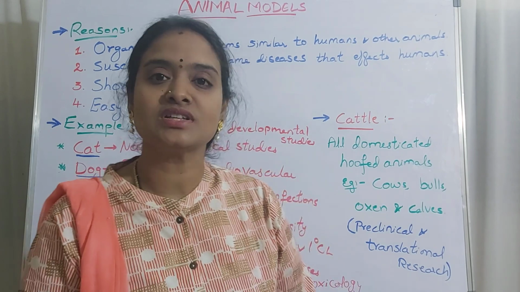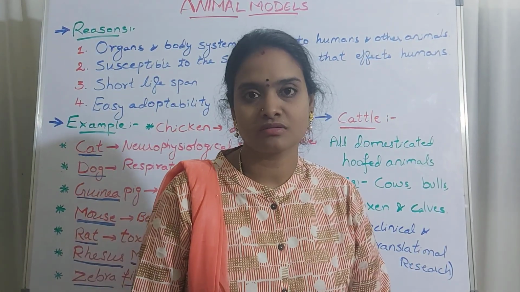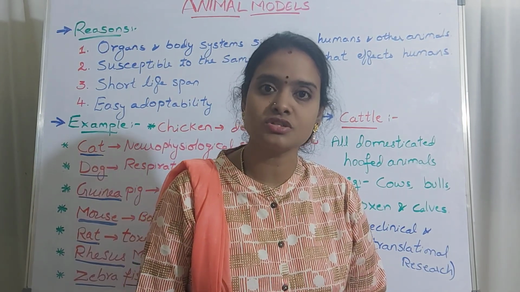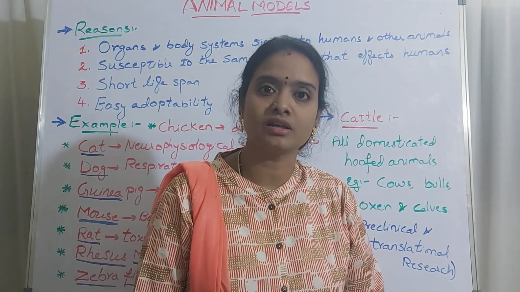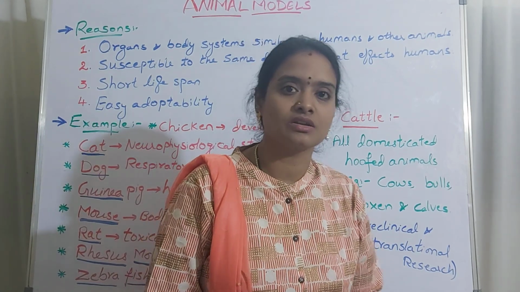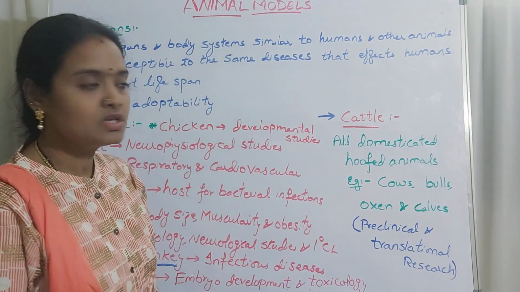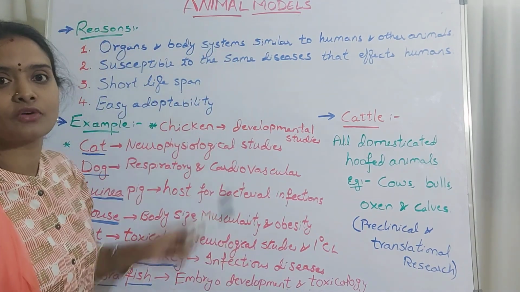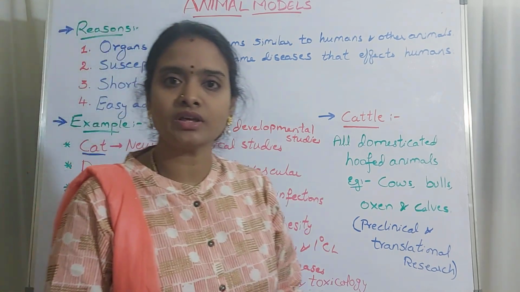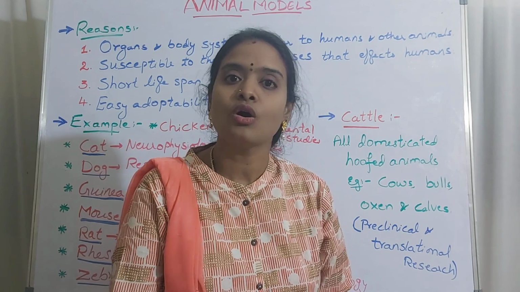So today we will discuss examples of model animals. Model animals are animal species which are used by researchers to study their biological processes. So what is the reason why we have to use these animal models for research? The first reason is their organs and body system. So you should have organs and body systems similar to the host animals.